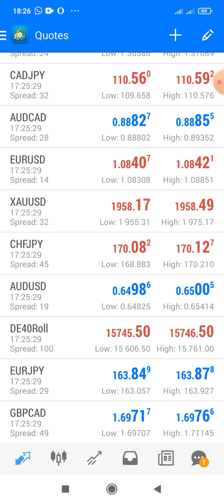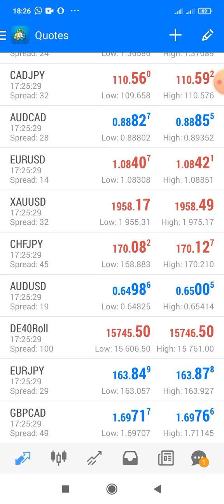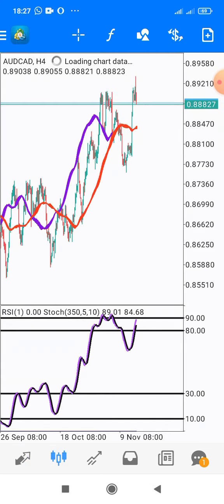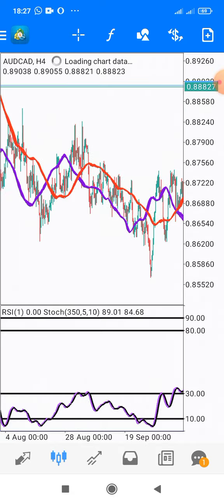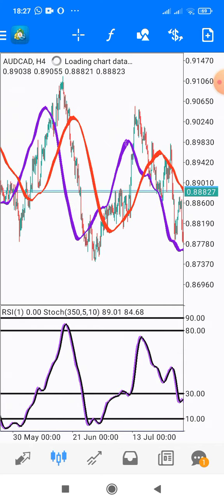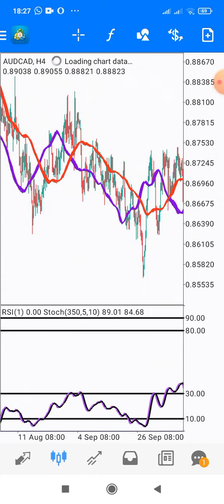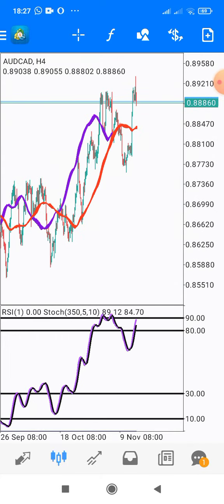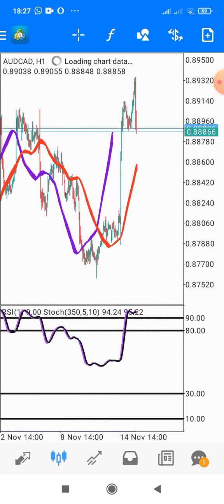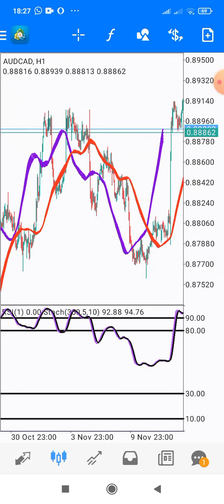Let us move to another currency. See for yourself.